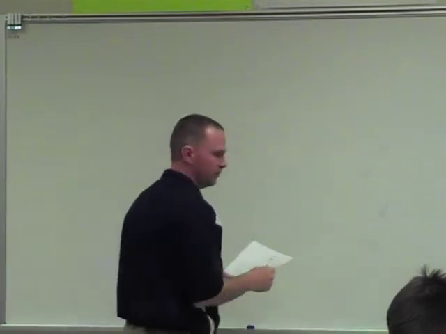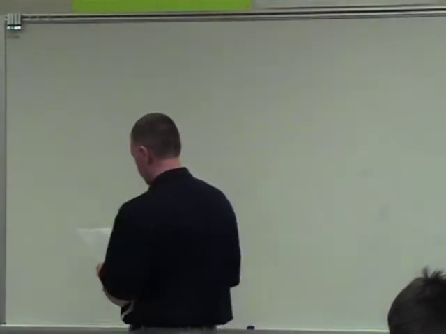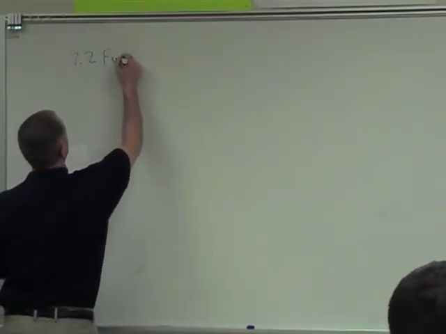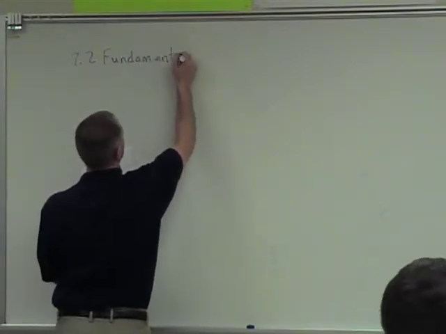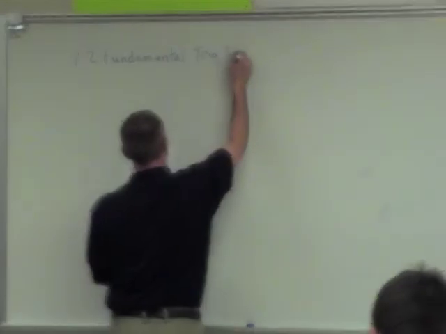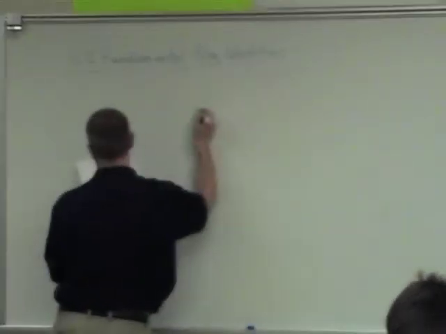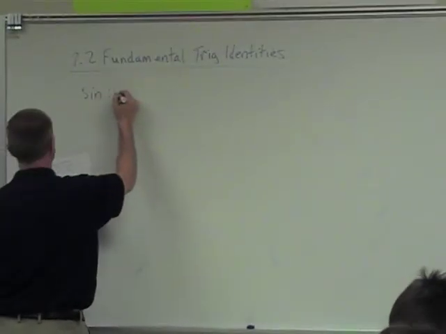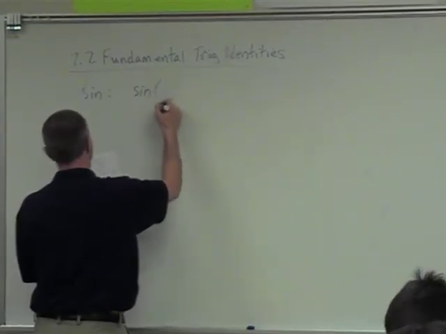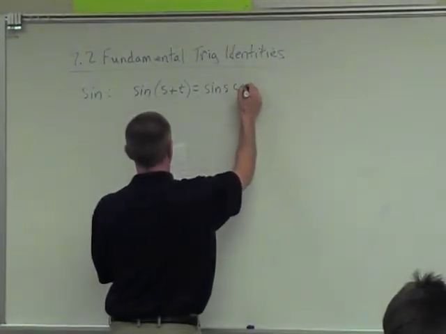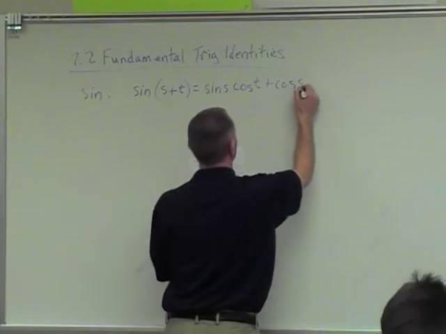Okay. So as you're writing those down, I'm going to write a couple things up here just to show you how some of this works. Let's just look at the first one. This is 7.2, fundamental trig identities. Okay? Let's look at the sine for this one. The sine of s plus t is the same thing as the sine of s, the cosine of t plus the cosine of s sine of t.